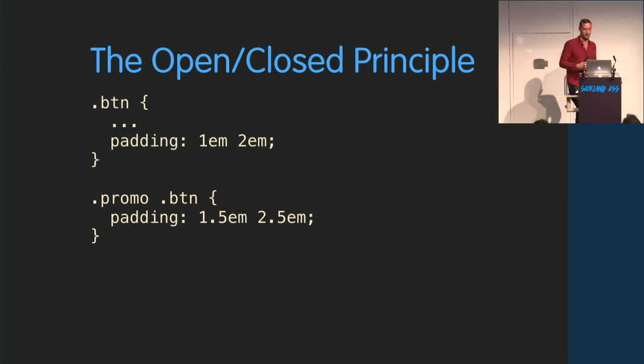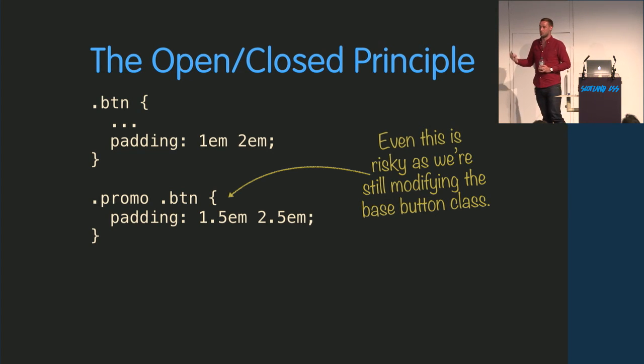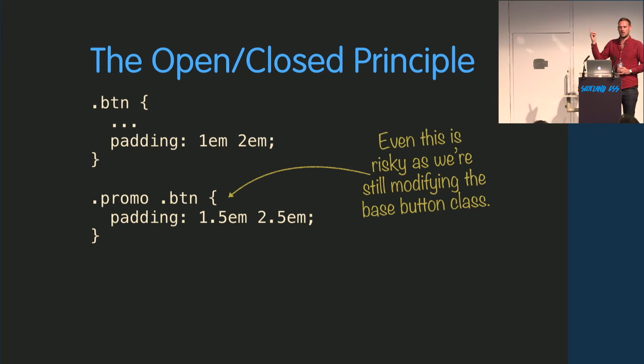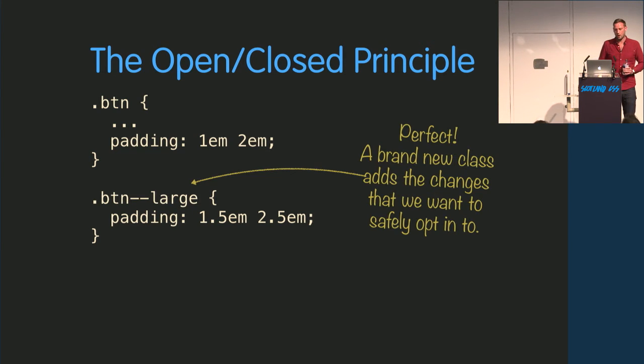The problem here is we've got a mutation, right? We're modifying the base button class. So it's been mutated. This is no longer immutable. We're modifying it. We're not extending it. And also, we've increased our cyclomatic complexity. So we've managed to get a hat trick of bad things there. Real simple fix, just write a new class.